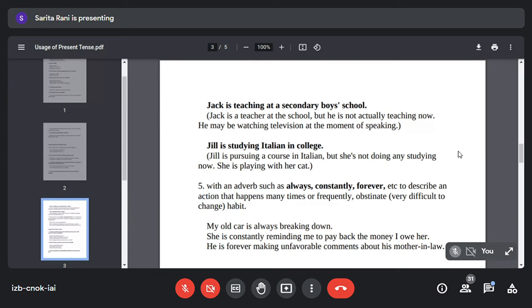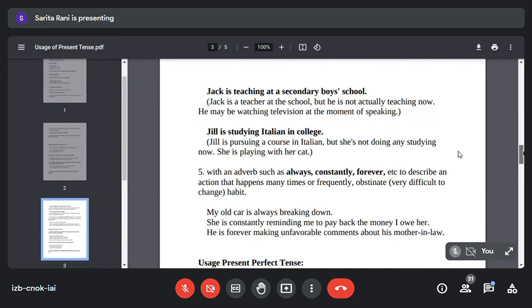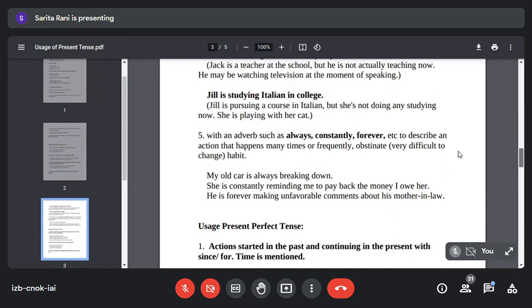Okay, let us move on to the next point. With an adverb, we can write the present continuous form structure. Can you tell me what is the structure of the present continuous form? Subject plus be form plus V1 plus ing. I forgot to ask you about the structure of present continuous form.